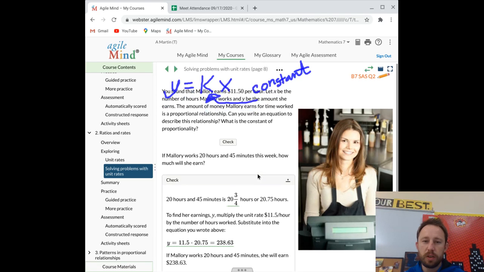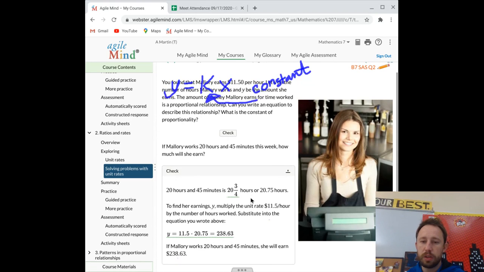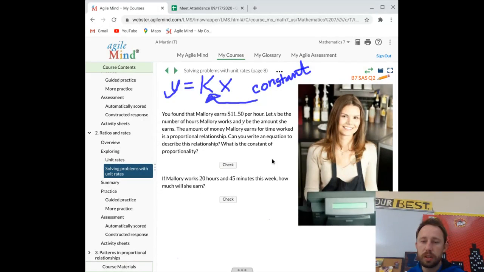The only one that we got wrong or haven't answered yet is this one up top, so we're going to see if we can answer it. It says you found that Mallory earns $11.50 per hour. Let x be the number of hours that Mallory works and y be the amount she earns. The amount of money Mallory earns for time worked is a proportional relationship. Can you write an equation to describe this relationship?